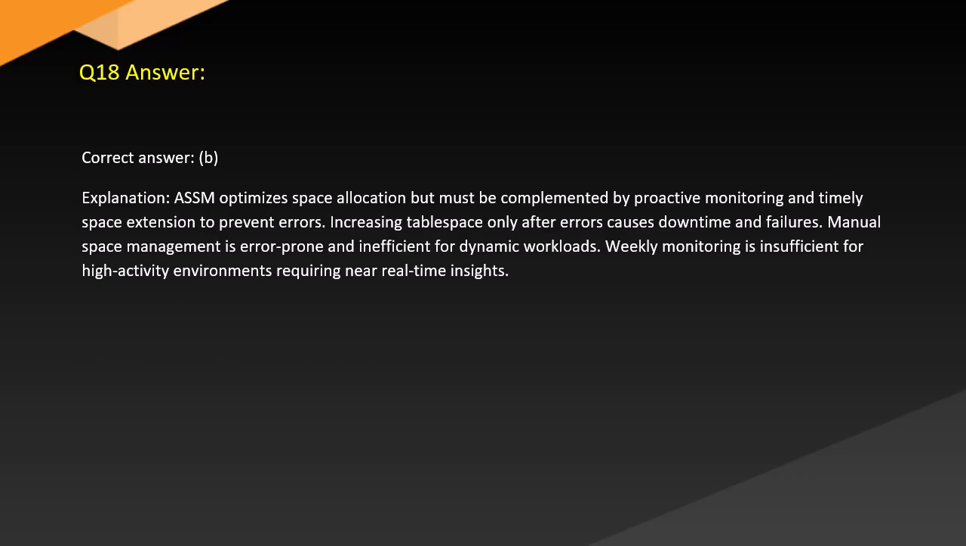Answer. Correct answer. B. Explanation. ASSM optimizes space allocation but must be complemented by proactive monitoring and timely space extension to prevent errors. Increasing tablespace size only after errors causes downtime and failures. Manual space management is error-prone and inefficient for dynamic workloads. Weekly monitoring is insufficient for high-activity environments requiring near real-time insights.